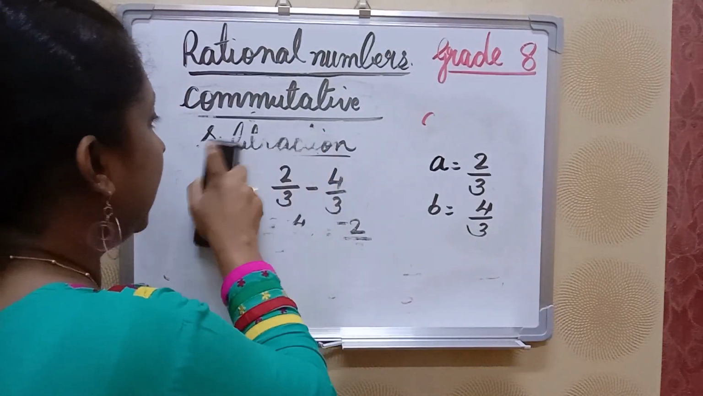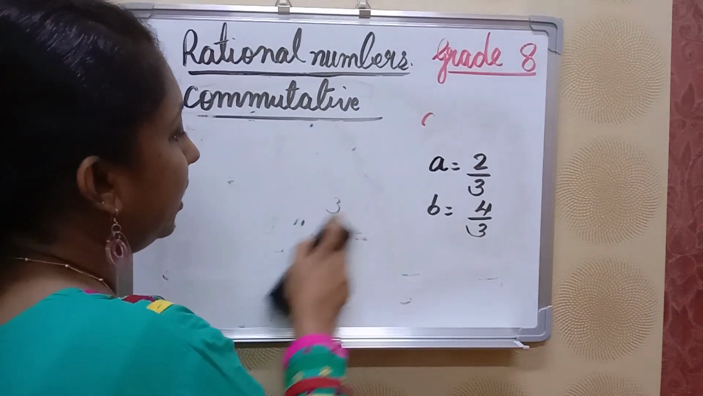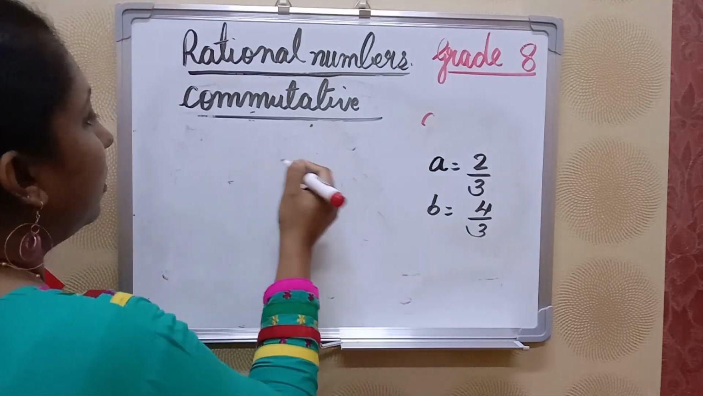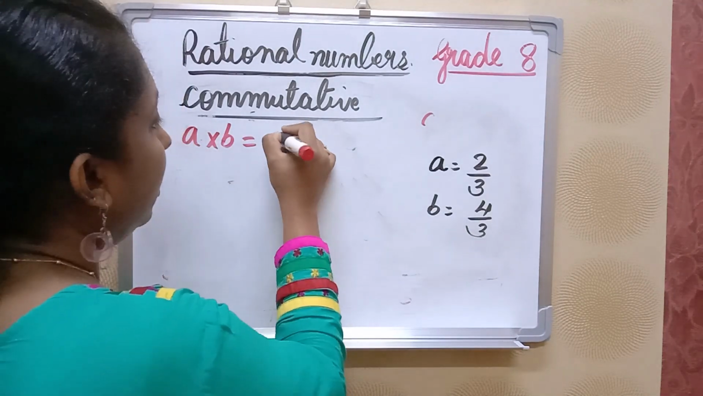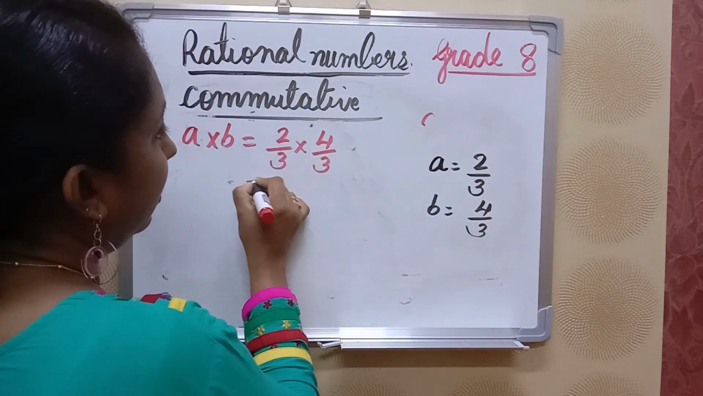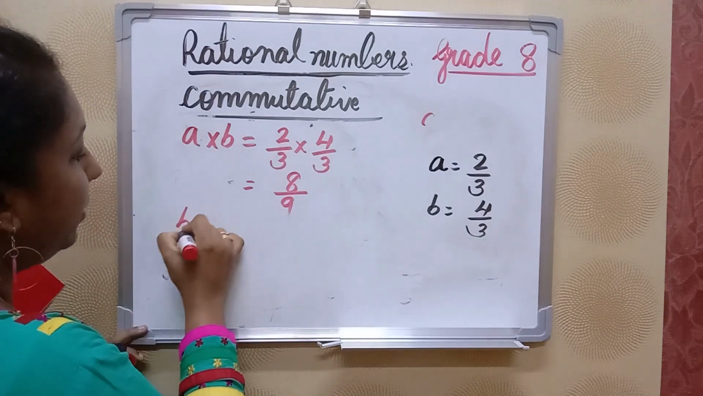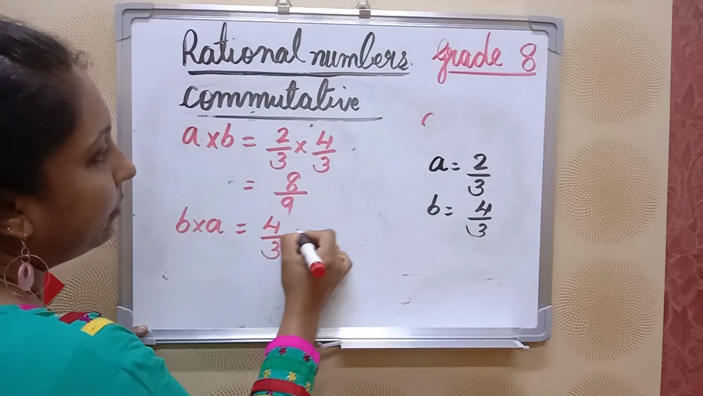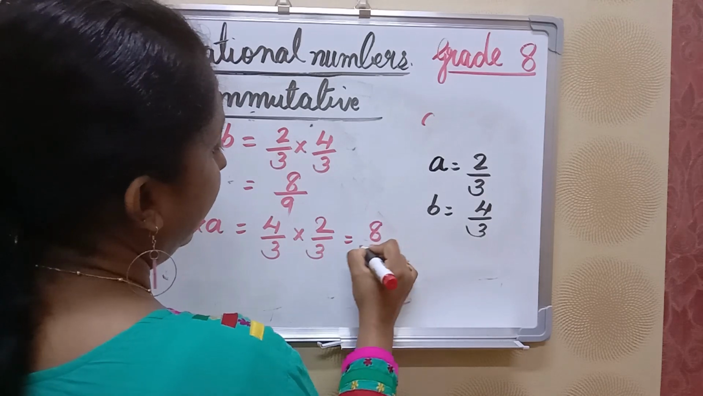Next is multiplication. Next we have to check whether multiplication is commutative or not. A into B. First we have to find A into B. That is 2 by 3 into 4 by 3. 2 into 4, 8. 3 into 3, 9. Now B into A. B is 4 by 3 into A is 2 by 3. It is 8 by 9.